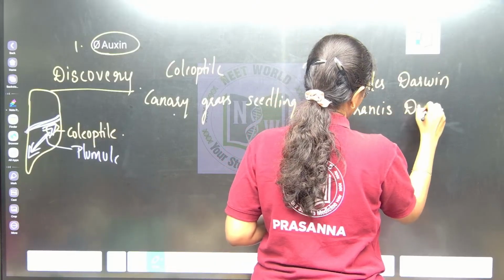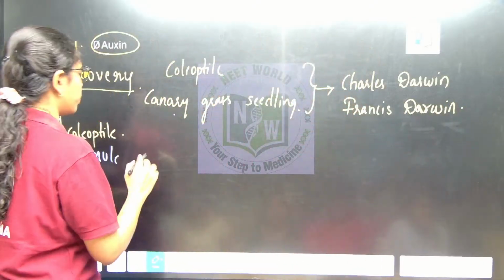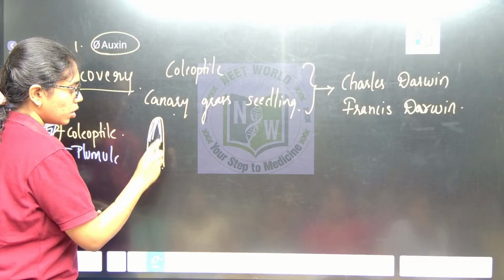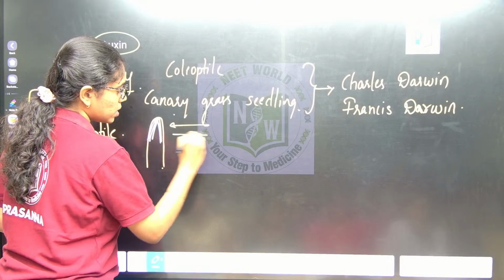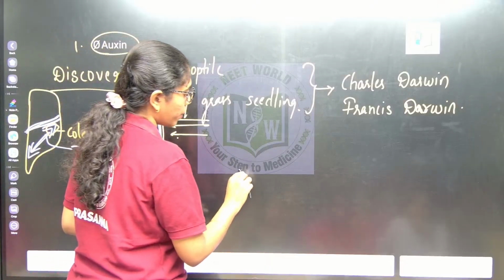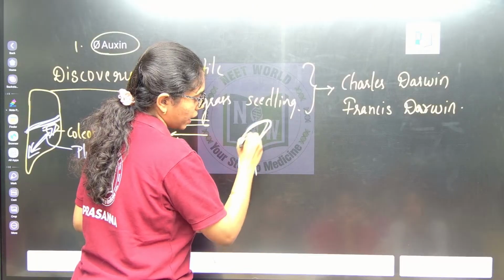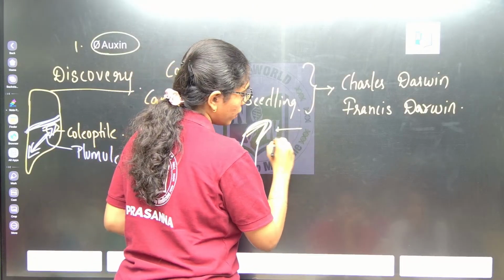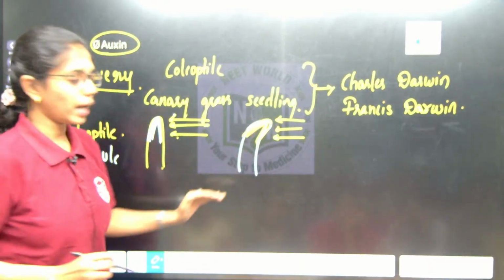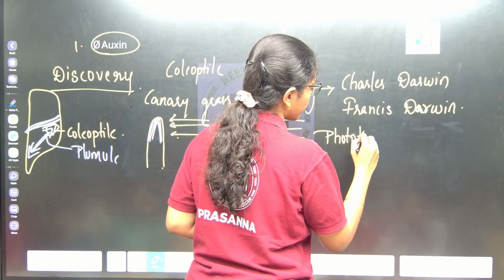What did they do? They have taken the coleoptile, this is the coleoptile region. To this, unilateral sunlight was flashed, and after some period of time they observed that there is a bend in the coleoptile region towards the sunlight. The bend is where? Towards the sunlight, which is showing what movement? Phototropic movement.